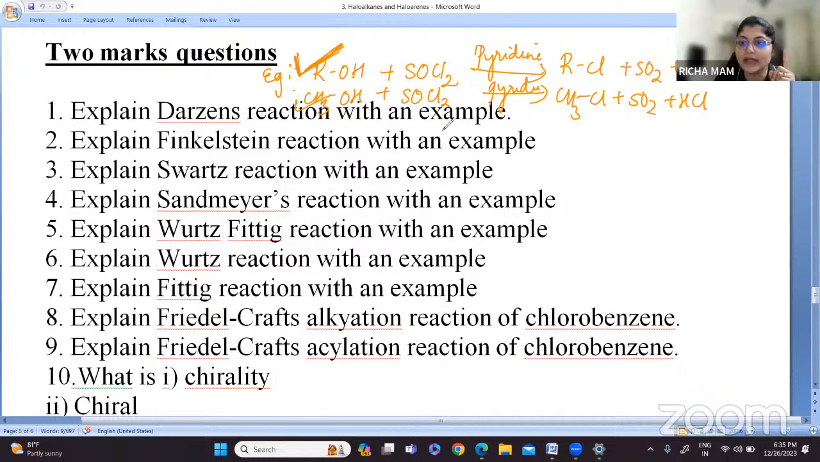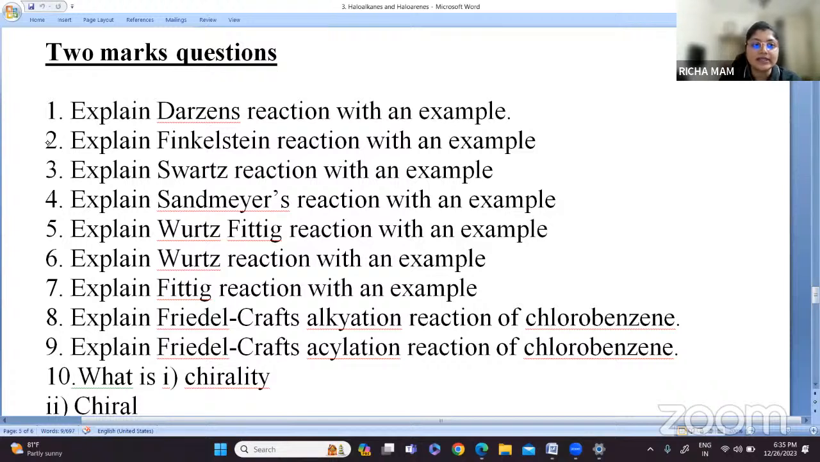One more time I'll repeat. Alkyl chlorides can be prepared by refluxing alcohols with thionyl chloride in the presence of pyridine. This is called Darzen's reaction. So this is the first question. Is it clear? Is it clear, students? Yes. Okay, fine. Next question.